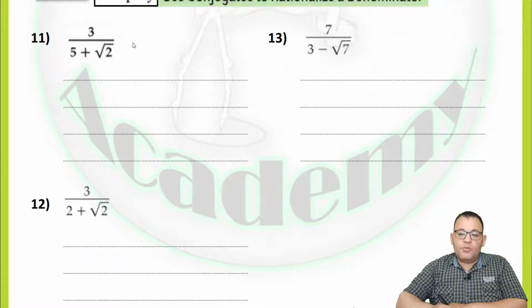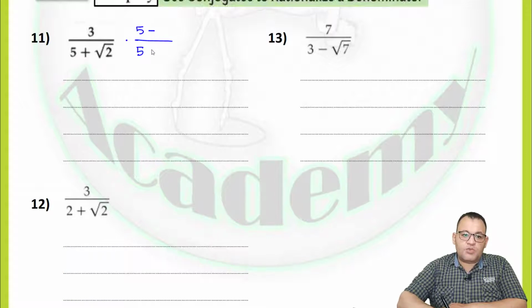To solve this problem, we need to multiply by the conjugate. What is the meaning of the conjugate? Just look at the denominator, 5 plus root 2. The first number will be the same. Exchange the middle sign. If that's plus, it will be minus. If that's minus, it will be plus. And the second number will be the same. So the conjugate for any number: write the first number without any change, change the sign, and the second number will be the same.